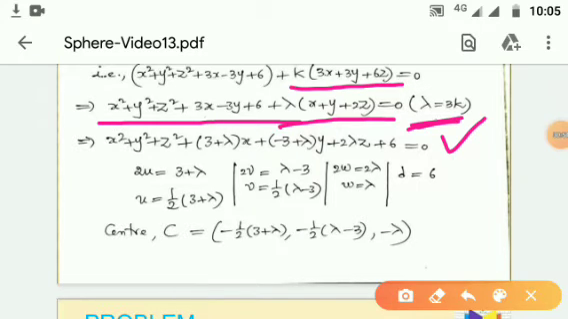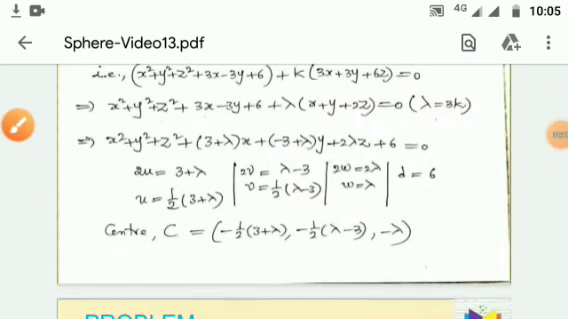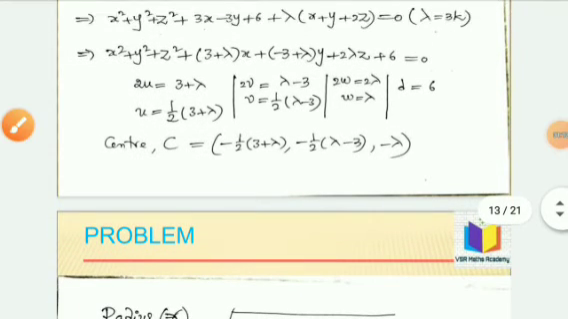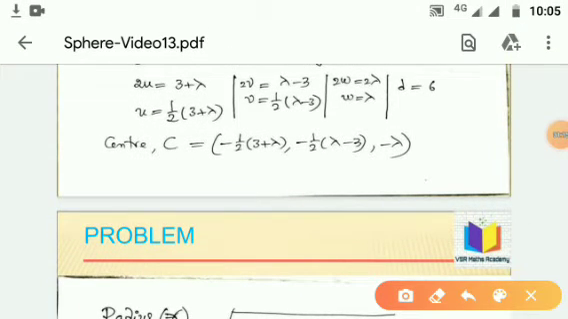And here 2u is equal to 3 plus lambda, and hence u is equal to half of (3 plus lambda). 2v is equal to minus 3 plus lambda, so you will get v is equal to half of (lambda minus 3). 2w is equal to 2 lambda, and hence w is equal to lambda, d is equal to 6. From this we can write the center. Center is nothing but minus u, minus v, minus w, and hence the center is like this.